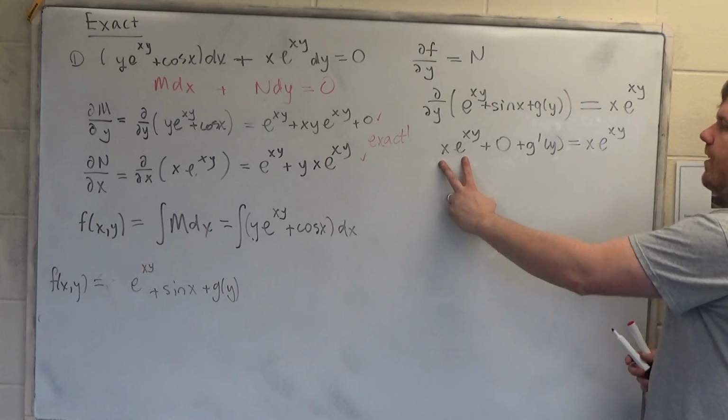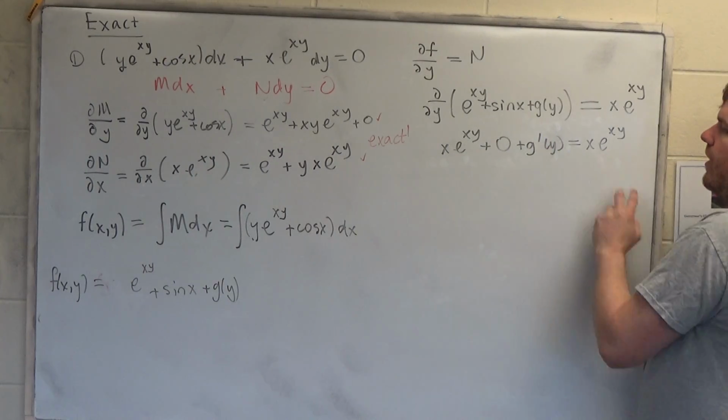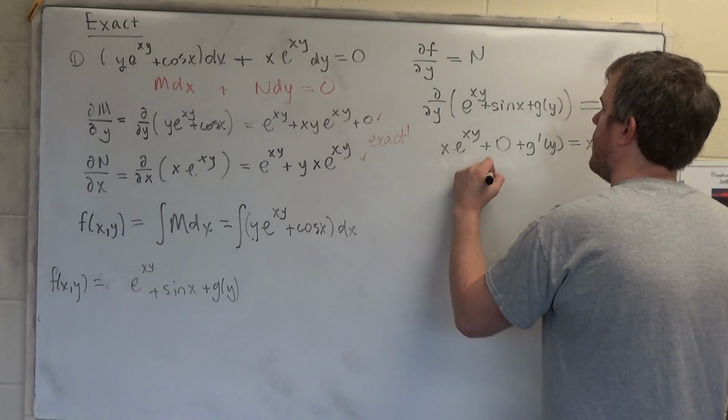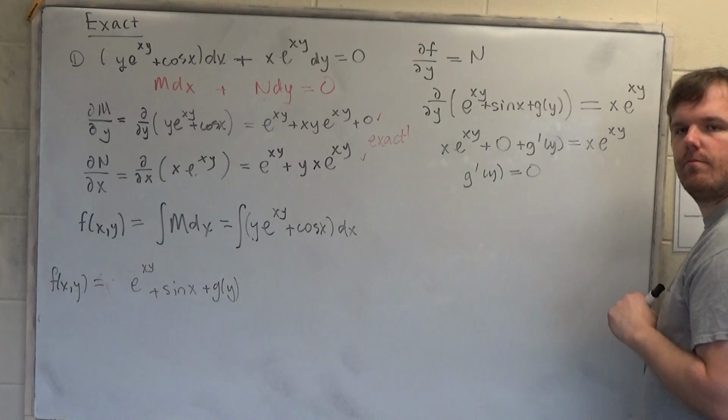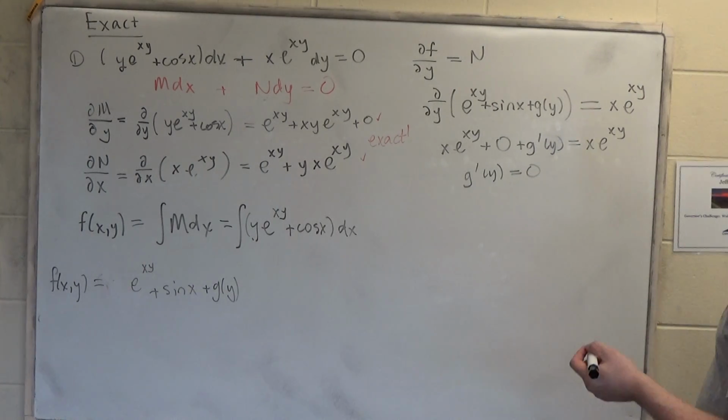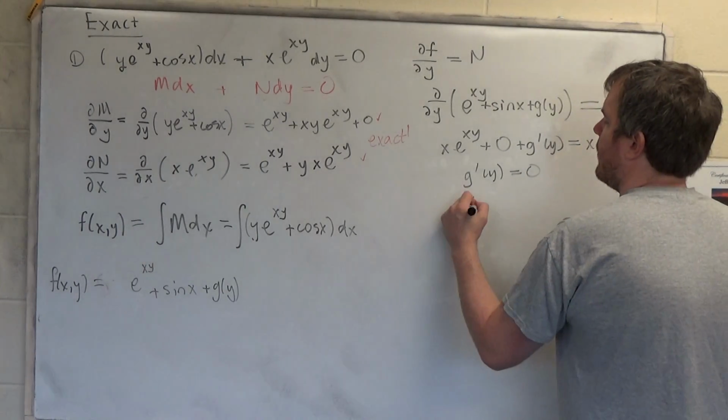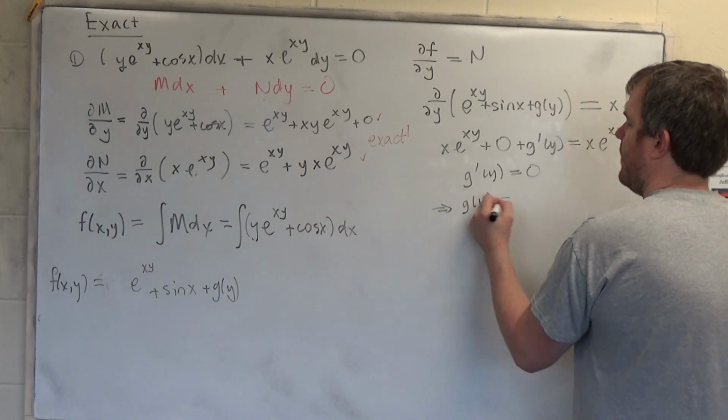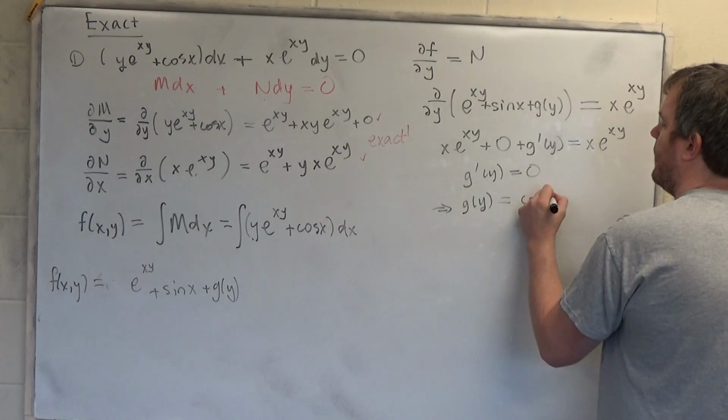Notice I have x e to the xy on both sides, so I can cancel them, and I get g prime of y equals 0. Well, if g prime of y equals 0, this means that g of y is a constant.